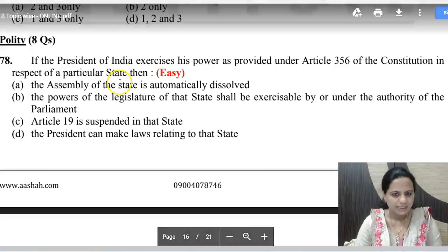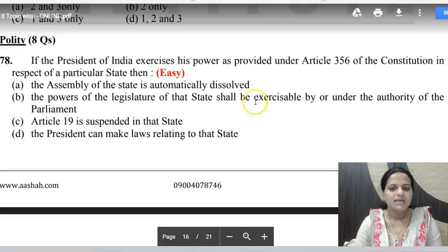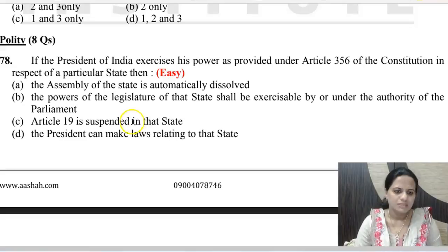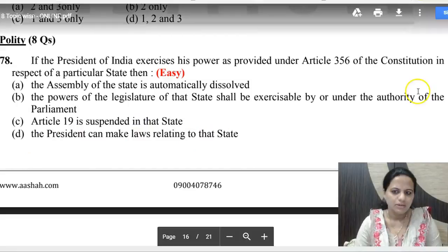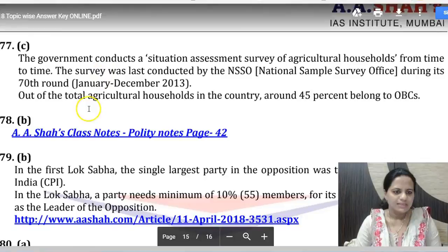The assembly of the state is automatically dissolved. It is not automatically dissolved. That is incorrect. Then the powers of the legislature of that state shall be exercisable by or under the authority of the Parliament. That is correct. Article 19 is suspended in that state. It is also not necessarily suspended. And the president can make laws relating to that state. The president himself does not make laws, but under the authority as such. So statement B is correct. So 78, the answer is B.